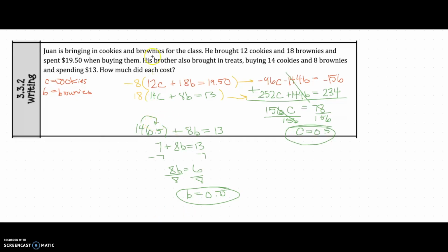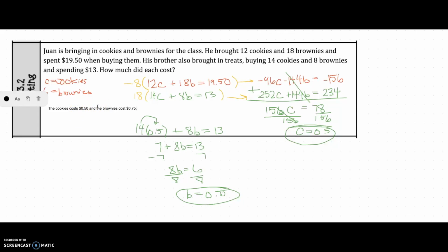So if we were given a real world scenario, we are not answering in terms of B and C. That doesn't make any sense. We are going to answer the question. So what the question was asking was how much did each of them cost? So I want to say the cookies, which was C, cost 50 cents. And the brownies cost 75 cents.